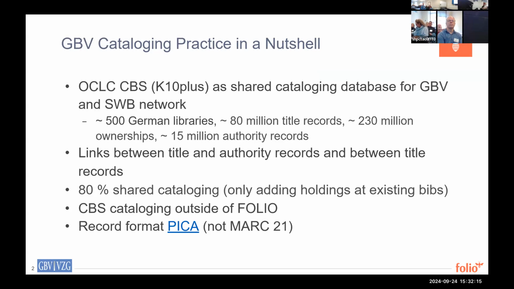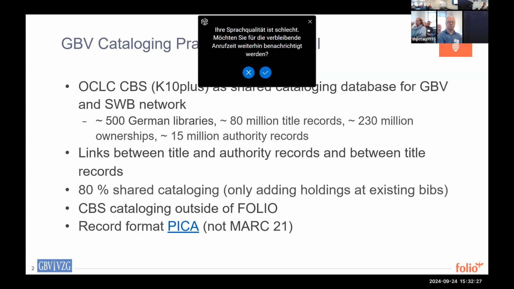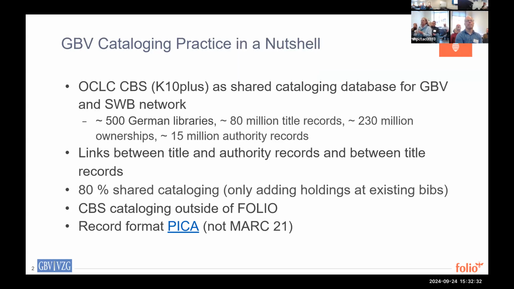Of course, you have links between the titles, and between titles and authority records. Our librarians, in most cases, just have to add holdings and items, because the title records are already there. About 80% is shared cataloging. And as already said, we are cataloging in a CBS. We are cataloging outside of FOLIO with a proprietary format, not MARC 21.